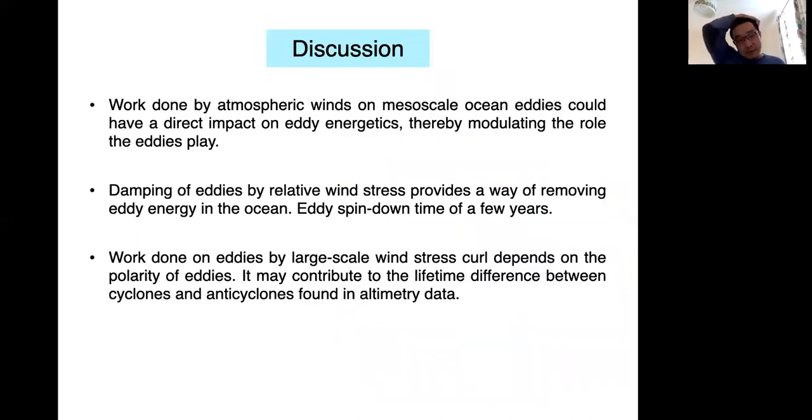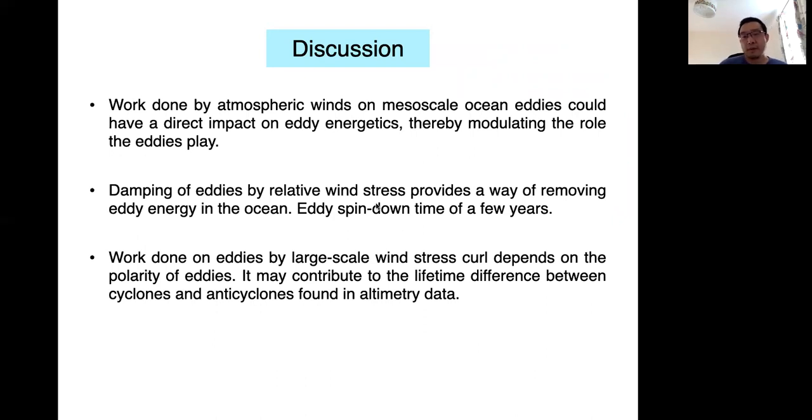Okay, so a quick summary for the first part. The wind work on ocean eddies can have a direct impact on eddy energy, and then it potentially modulates the role eddies play. I will give you one example towards the end of the talk. Damping eddies by relative wind stress provides a way of removing eddy energy in the ocean.